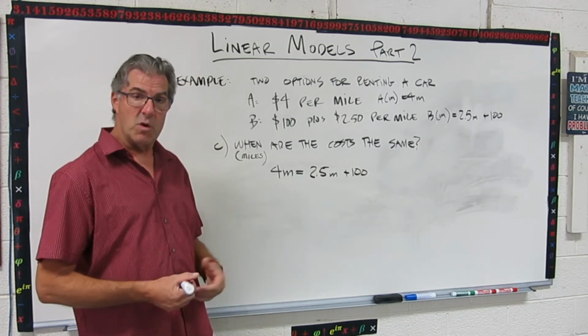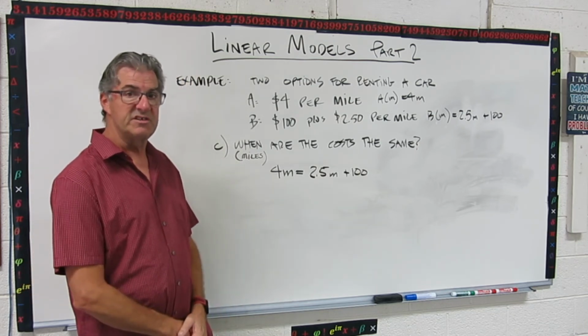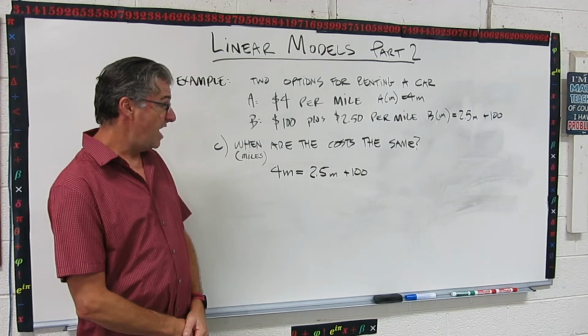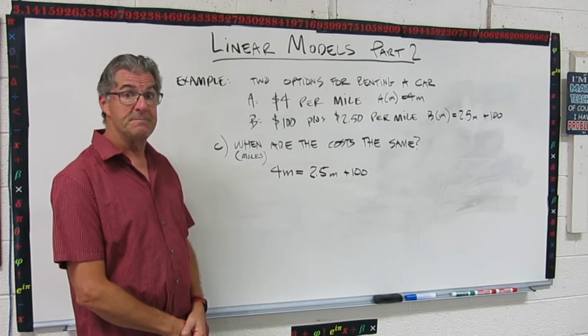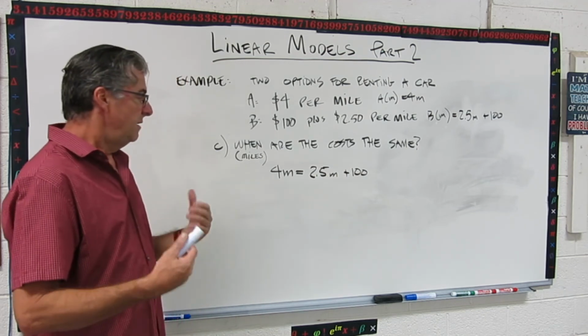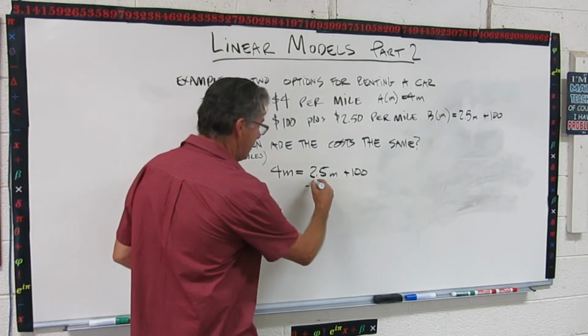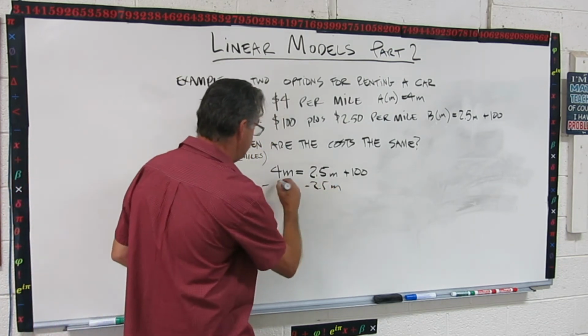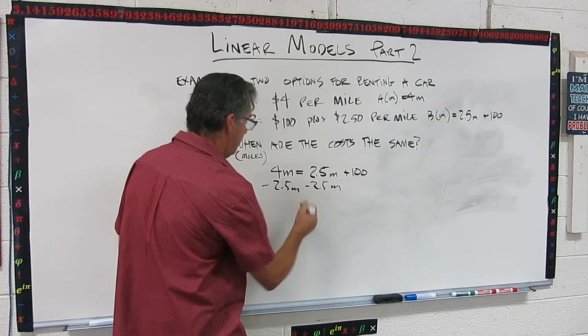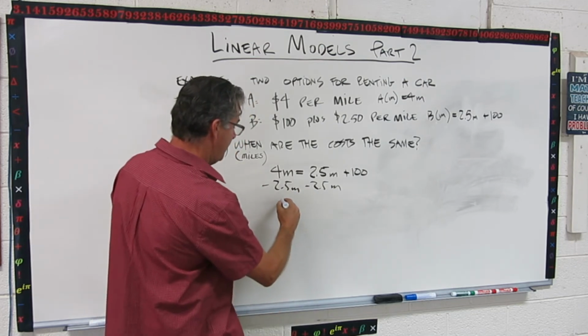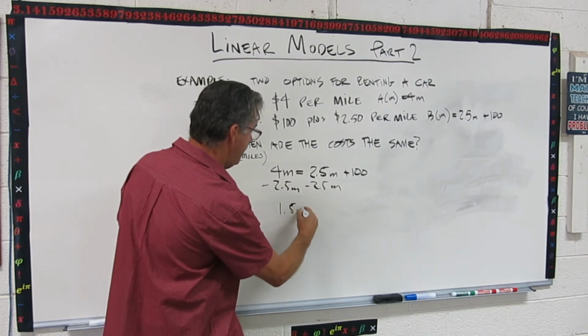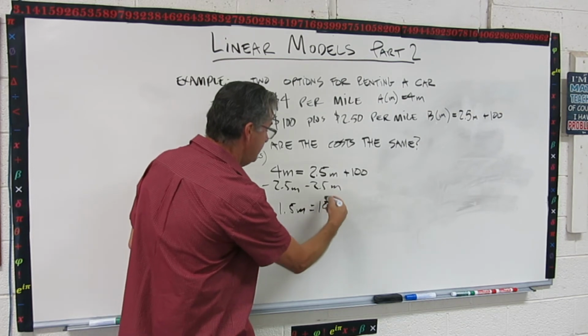So it's pretty straightforward now. We're just doing a little bit of linear equation solving, so pause the video and find m. Okay, let's see how you did. My technique here is going to be to subtract 2.5m from both sides. From 4m, that gets us 1.5m equals 100.